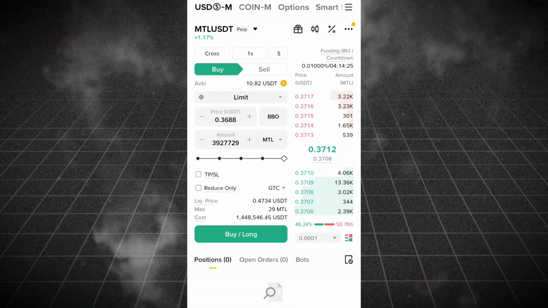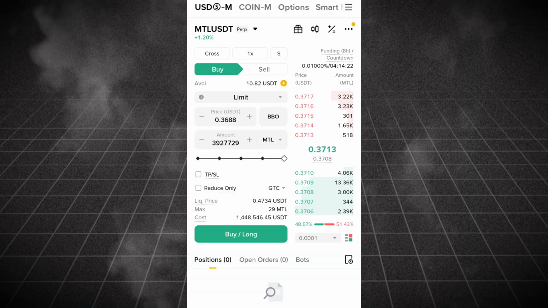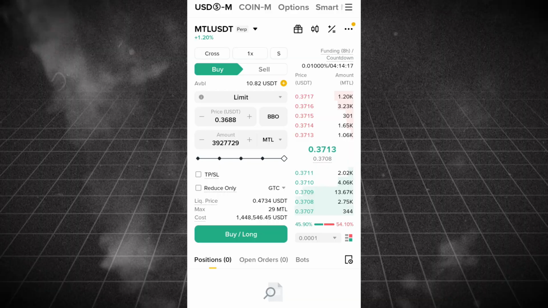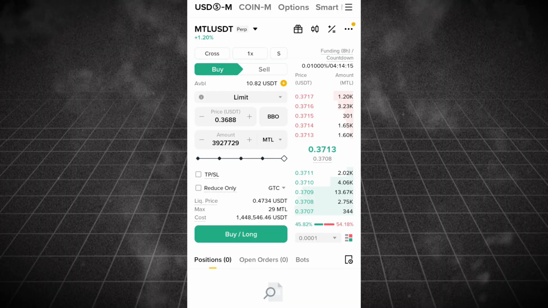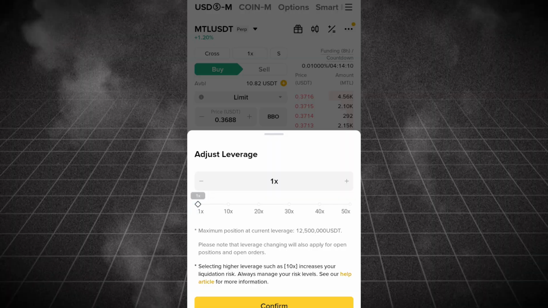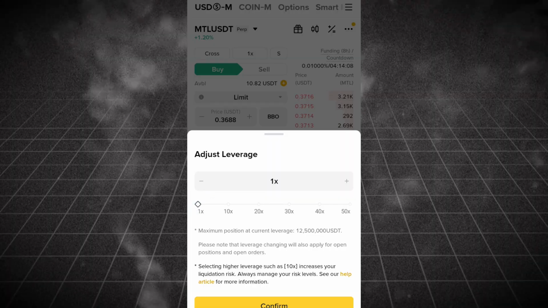Make sure you verify your Binance account. That is very important. Now go ahead and search for the specific cryptocurrency. Make sure you are on the same crypto. It's very important. Then all you have to do is click on leverage, which is this cross leverage. Make sure it is 1x. Make sure it is 1x.